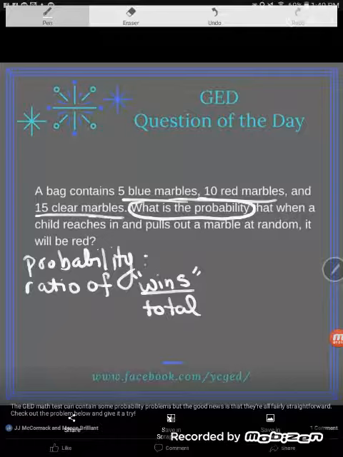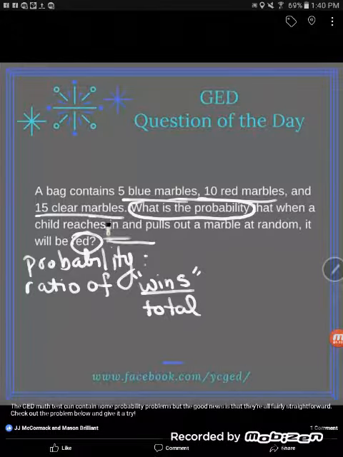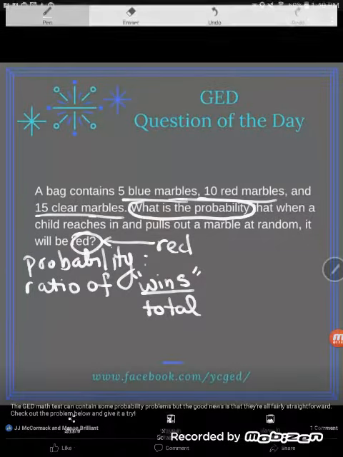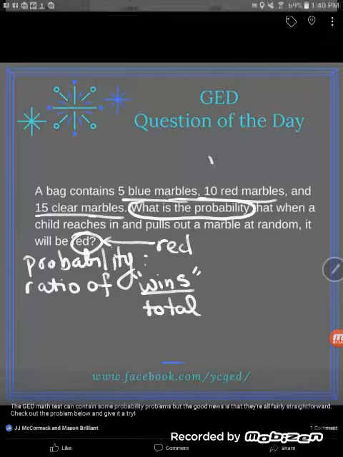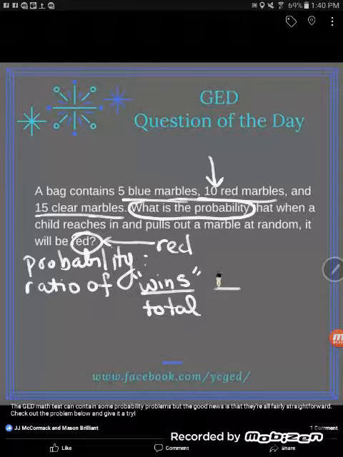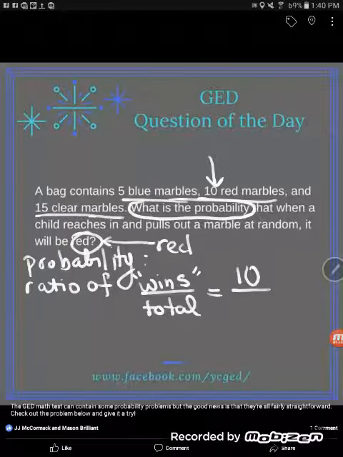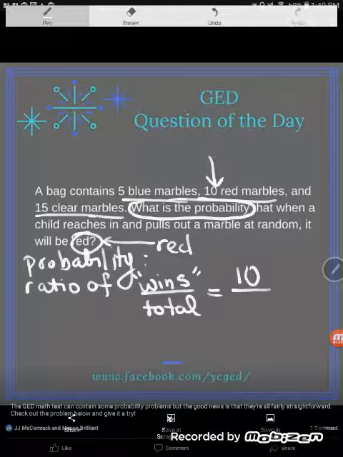Now here's what I mean by wins. I'm looking for the probability that if he pulls out a marble at random, it will be red. So red is like the winning color. That's what we're looking for, the probability that his marble will be red. So anything red is like a winner. So in this case, this dude has, as you know, 10 red marbles. So definitely the top of my fraction is going to be 10 to start out with, at least here, because I have 10 red marbles.